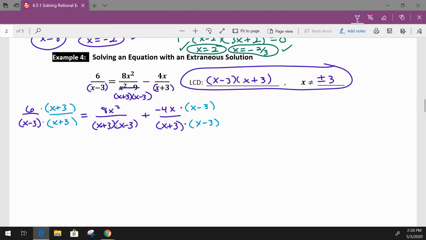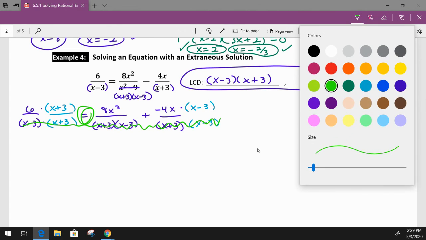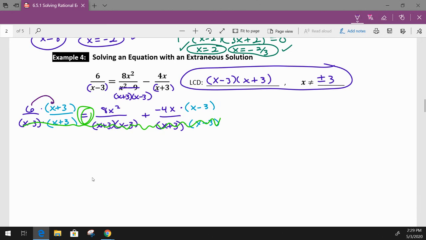So now when you carefully look at all the denominators, they all have a factor of x minus 3 and x plus 3. So they are all the same. Once those denominators are all the same and it's an equation, we can eliminate the denominators and now just solve the remaining equation from the numerator. So distribute the 6 and we get terms of 6x plus 18. Don't forget your equals. The 8x squared doesn't change. Distribute the negative 4x and we get negative 4x squared plus 12x. Be careful to distribute the negative with the 4x.